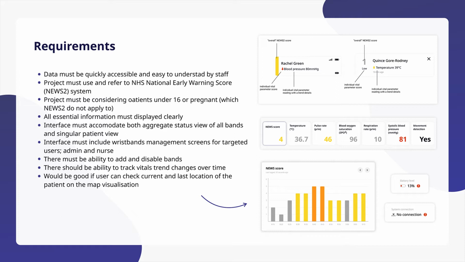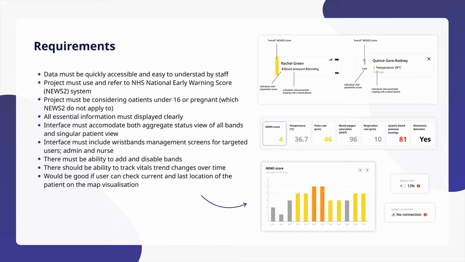The requirements for this project are that data must be quickly accessible and easy to understand by staff. The project must use and refer to the NHS National Early Warning Score system, also known as NEWS2. The project must be considering patients under 16 or pregnant, which NEWS2 does not apply to. All essential information must be displayed clearly, and the interface must accommodate both aggregate status view of all bands and singular patient view. The interface must include wristband management screens for targeted users, both admin and nurse.